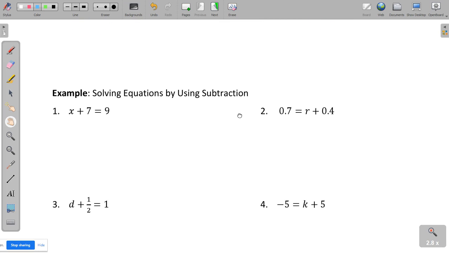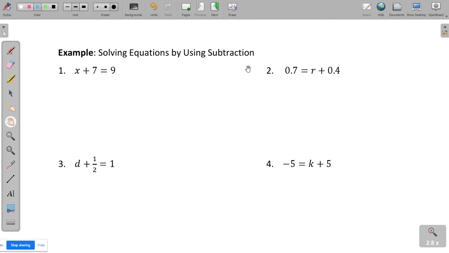Now we're going to look at a couple other problems. In these problems, we have to use subtraction. So let's look at the problem. x plus 7 equals 9. x we have to get by itself, so we have a plus 7. Opposite of addition is subtraction, so we're going to subtract 7 from both sides. Again, what you do to one side, you have to do to the other. So it cancels the 7s out. We get x equal to 9 minus 7, which gives us 2.